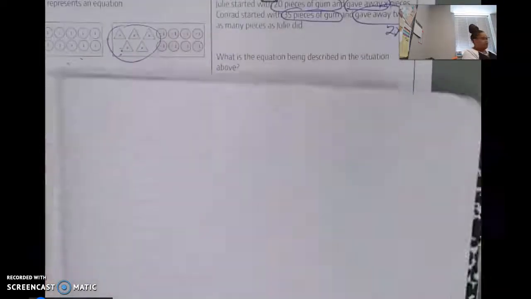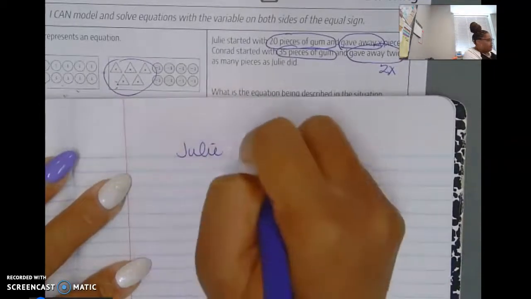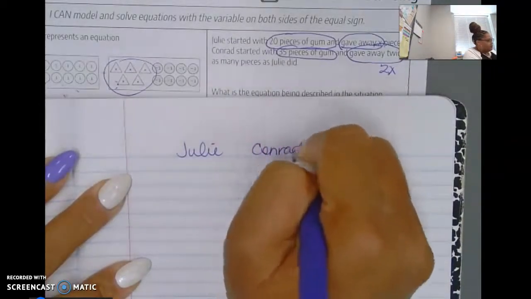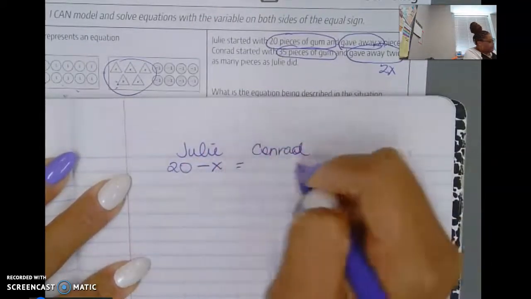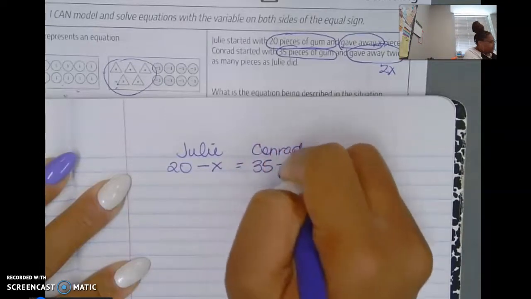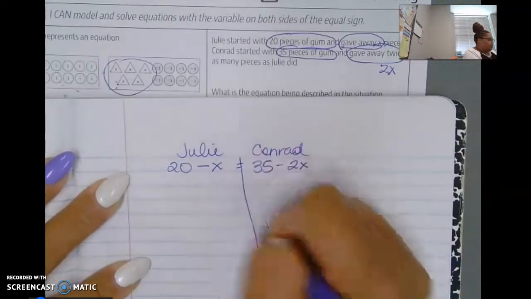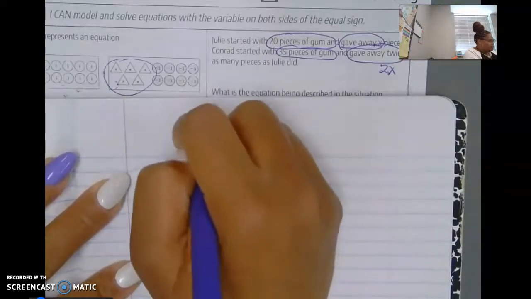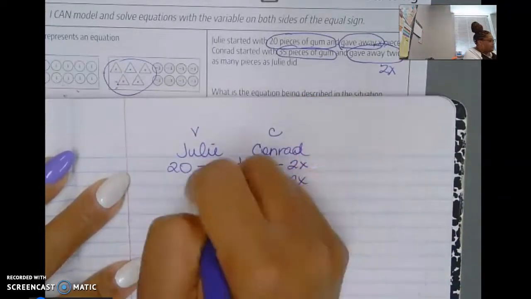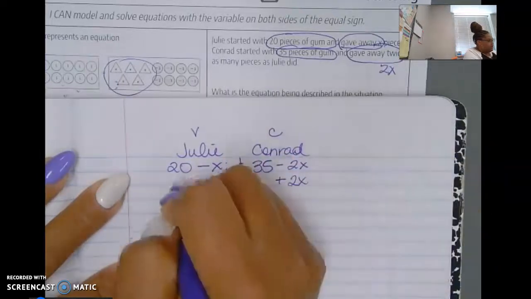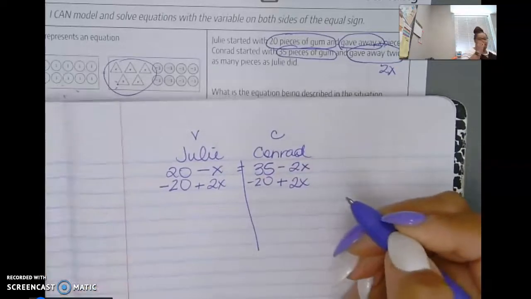So, I'm going to write this on separate paper. So Julie and Conrad. Julie started with 20 and she gave away x. Conrad started with 35 and gave away twice as many. Draw my river. Put the variables on the left, the constants on the right. Add 2x to both sides. And then subtract 20 from both sides.